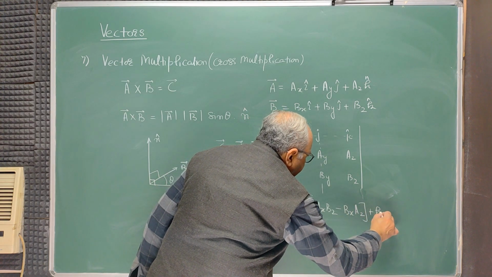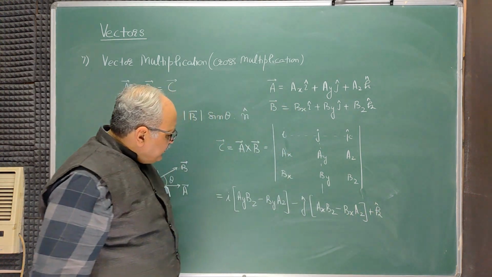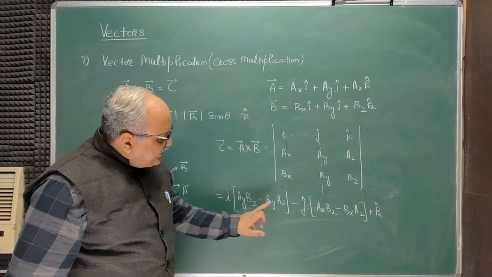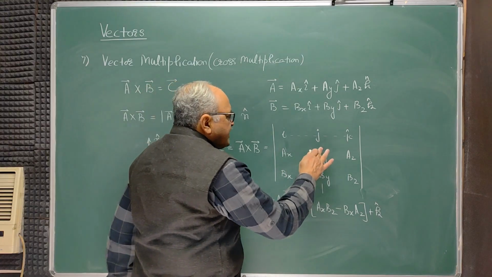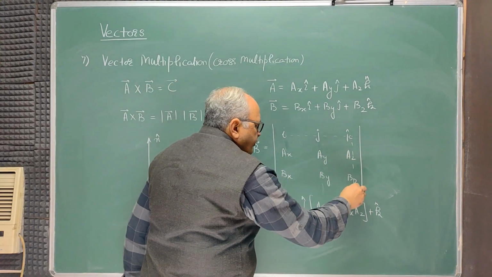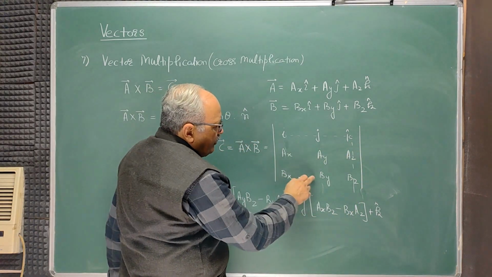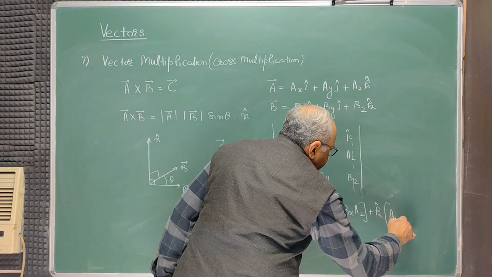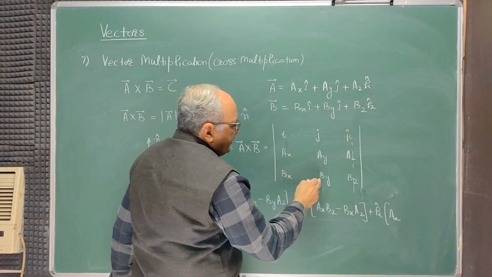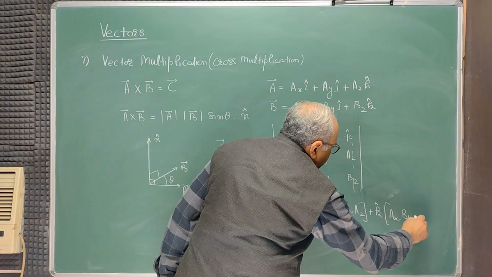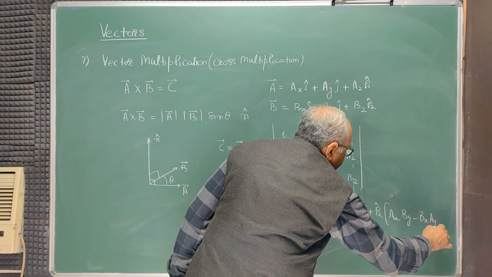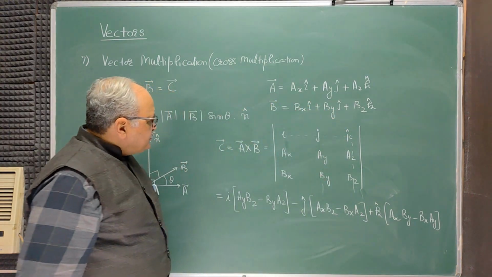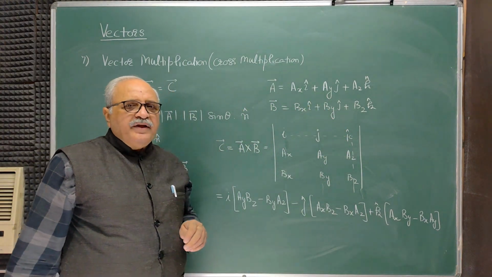Now the third one is with the positive sign. Look, the first one is with a positive sign, the second is with a negative, and the third one is with a positive sign. But this time, this column is to be ignored. And this is now Ax By minus Bx Ay. So this is how the cross product can be obtained.